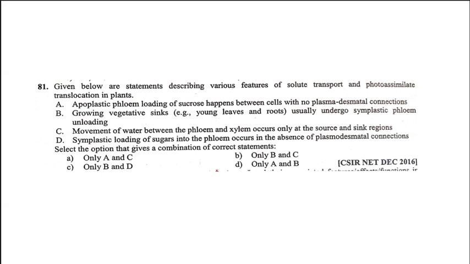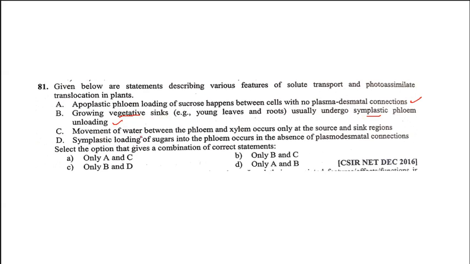Next, let's see. Given below are statements describing various features of solute transport and photoassimilate translocation in plants. Apoplastic phloem loading of sucrose happens between cells with no plasmodesmatal connection. So correct, apoplastic loading is where plasmodesmatal connections are not there. That's why apoplastic loading. This is correct. Growing vegetative sinks usually undergo symplastic phloem unloading. This is also correct.